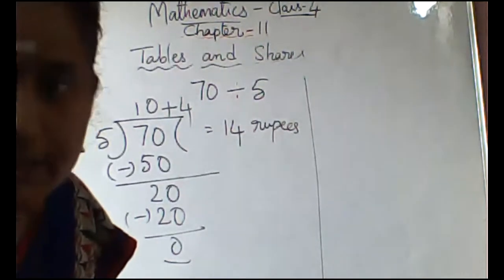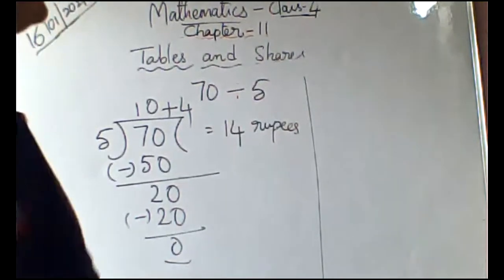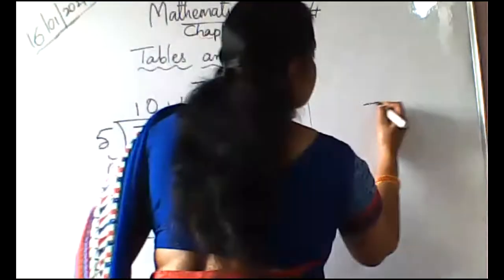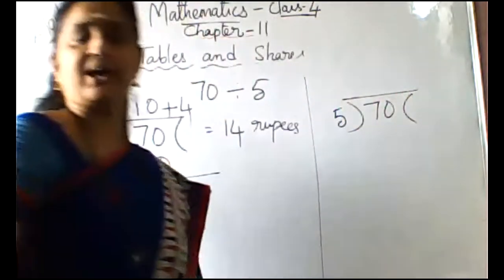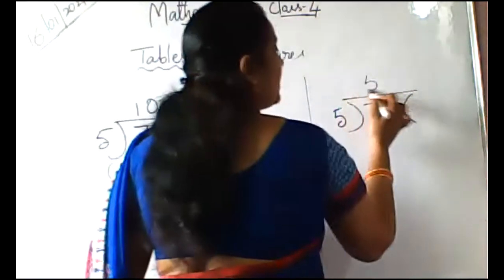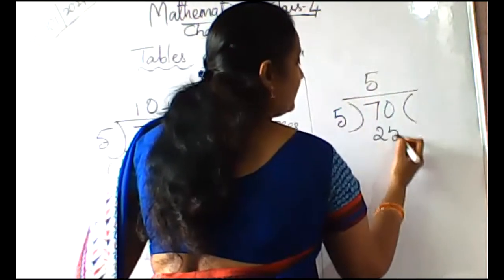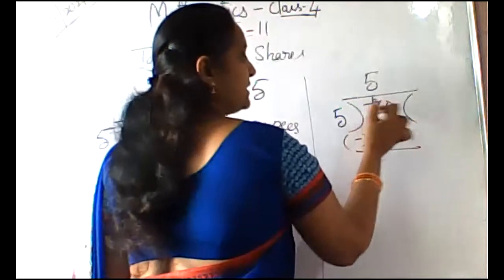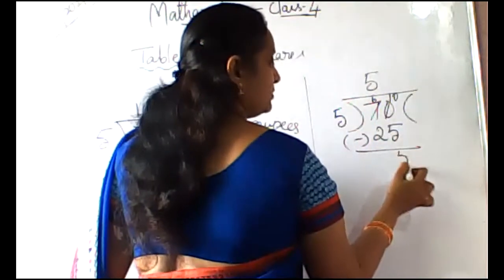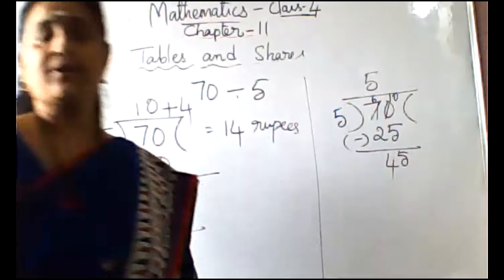Mridul and Lokesh are trying in another way. So how did they do it? 70 divided by 5. So they know that 5 5s are 25. So do the subtraction here. 70 minus 25, 45.